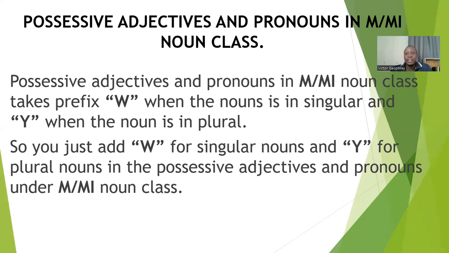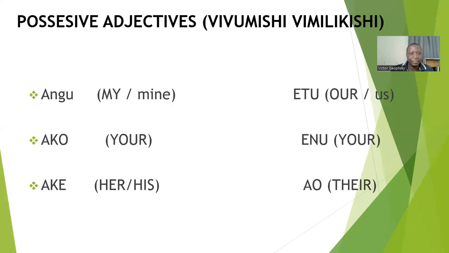So if you find the noun is under noun class, then you want to connect these possessives with the nouns under noun class. What you do, if that noun is in singular, just add the prefix w in that possessive. And if the noun is in plural, just add the prefix y in that possessive. You get it?